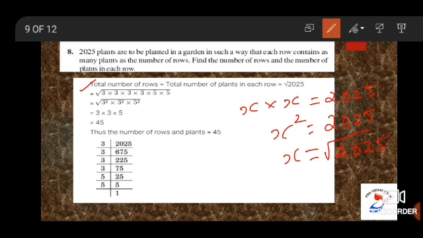So let us find out the prime factorization for 2025. 2025 by 3, 675. 675 by 3, 225. 225 by 3, 75. 75 by 3, 25. 25 by 5, 5, and 5 by 5 is 1. So the prime factors will be 3 square into 3 square into 5 square. On removing the square root, this will be 3 into 3 into 5, that is equal to 45. To conclude, the number of rows and number of plants is equal to 45.